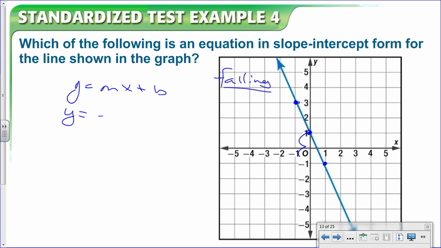Okay, so 1, 2, 1 plus what? I could also write this as just like so.